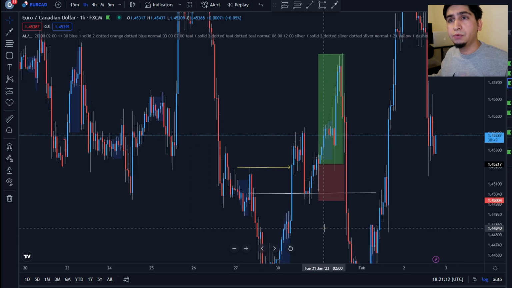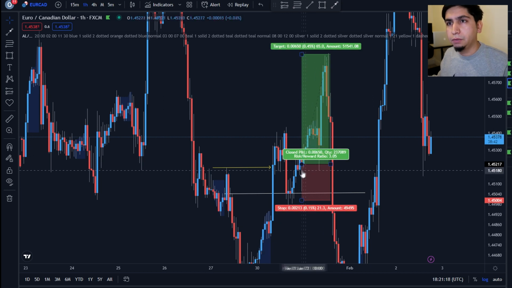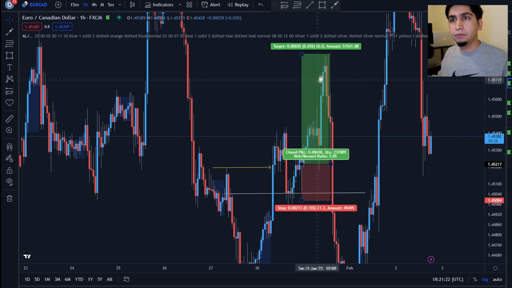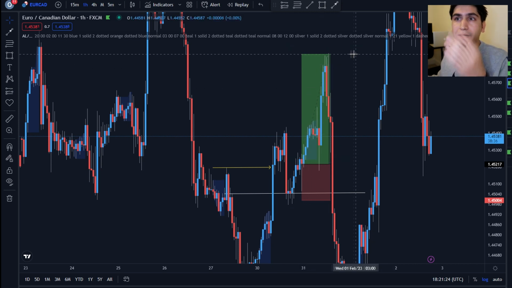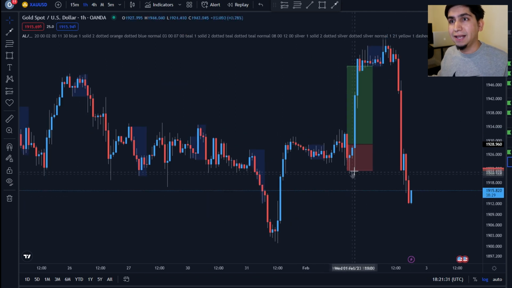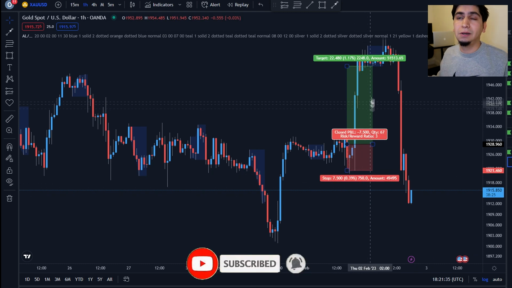So before we jump into the main video, this was a setup I sent in the VIP group, a signal. It was a buy on EuroCAD. We did an entry after some liquidity grab was done, and we caught a beautiful 3R to the T, and then after that price just dropped. Then I sent another signal on gold, and we got stopped out by about 10 pips, and then this thing went and hit my target.